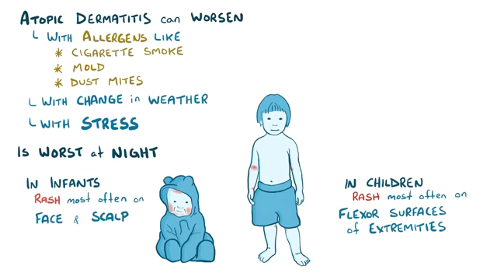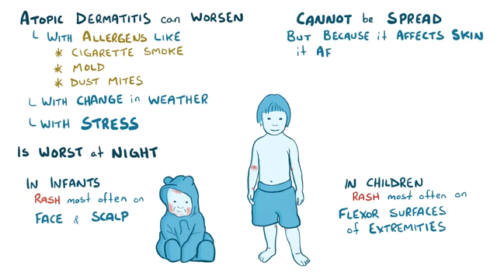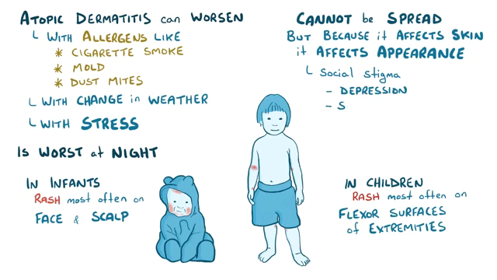Because eczema is an autoimmune mediated process, it can't be spread to other people. But since it affects the skin and therefore the way a person looks, there's still a lot of social stigma associated with it. Unfortunately, many individuals, especially teenagers and young adults with atopic dermatitis, suffer from depression and social anxiety as a result.